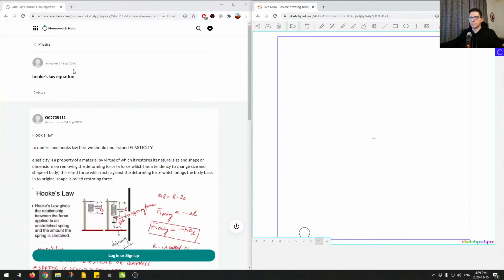Alright, so this question is question number 9. Here we're asked Hooke's law equation. So we want to know what is Hooke's law equation.